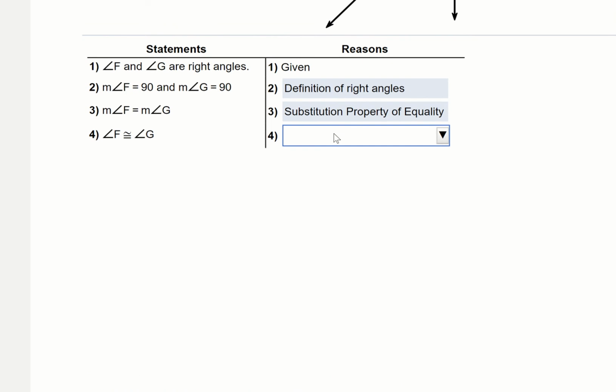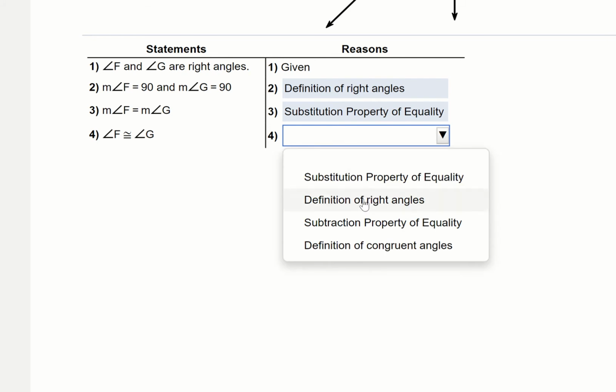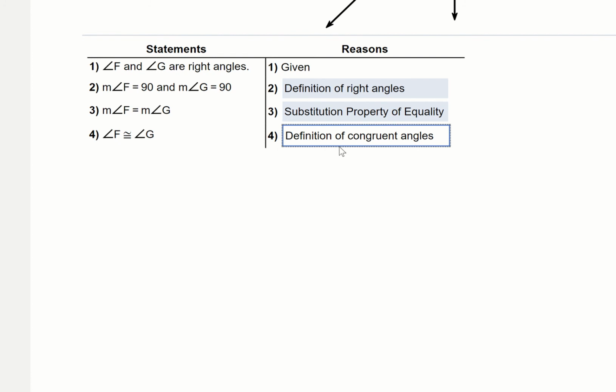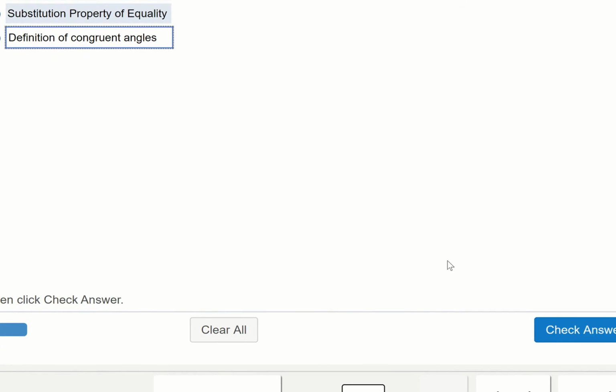All right, so now we're going to the last statement. If the 2 angles are equal to each other, that means they have to be congruent, right? And what is that definition? That's the definition of congruent angles. Angles that are congruent have measures that are equal to each other and vice versa, right? And so that's the definition that we're using there.